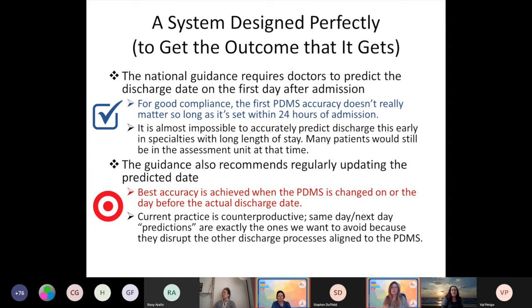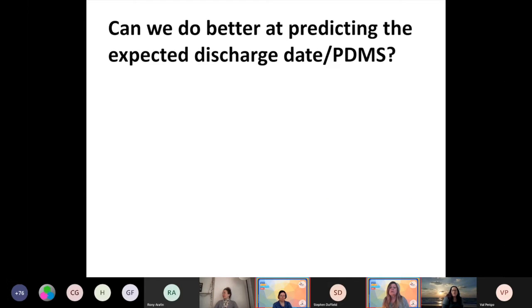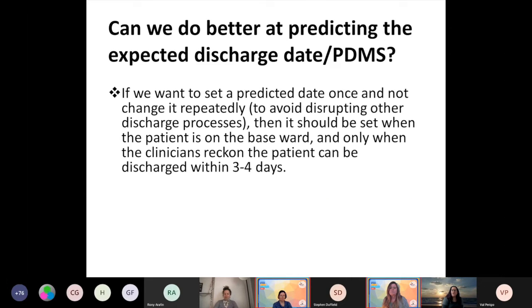You want that accuracy, but then it's most accurate when you set it to today or tomorrow, when you already know the patient is going to be discharged. So it's all counterproductive to the purpose of setting this date, which is to be able to plan and align all the processes for discharge around it. So can we do better?